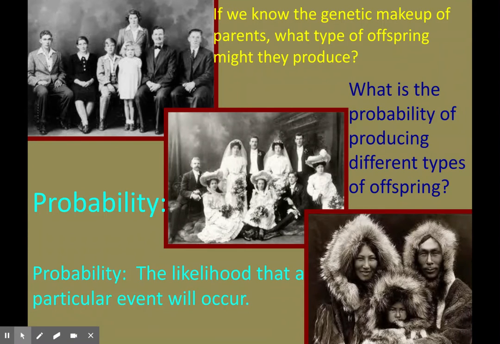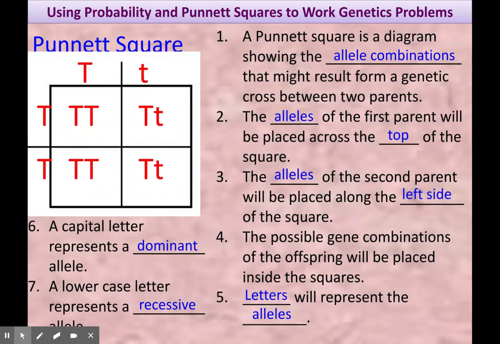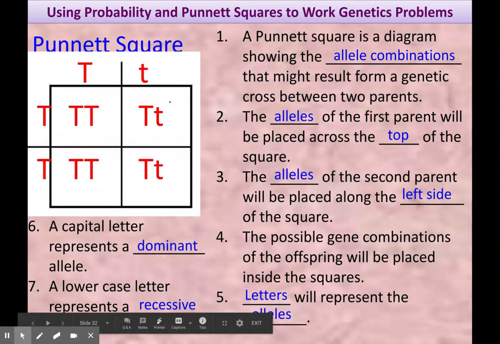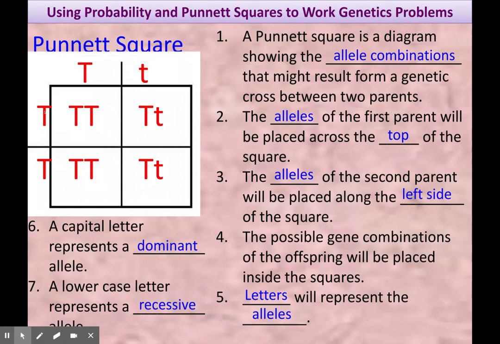So when we're looking at genetics or probability of producing offspring, we're looking at how likely it is for that trait to show up. So we're going to use Punnett squares, and you might have done this before. The two alleles for the first parent are going to go on the top, and the two alleles for the second parent are going to go on the side.